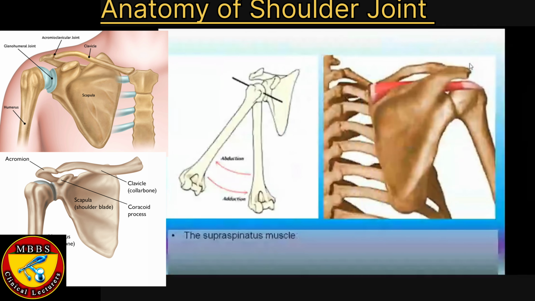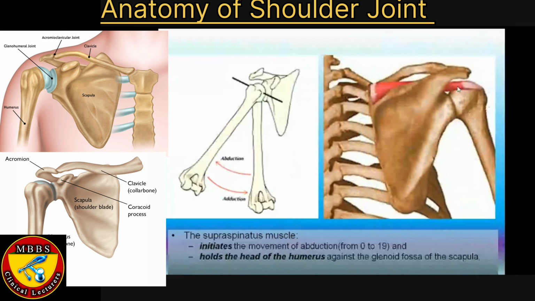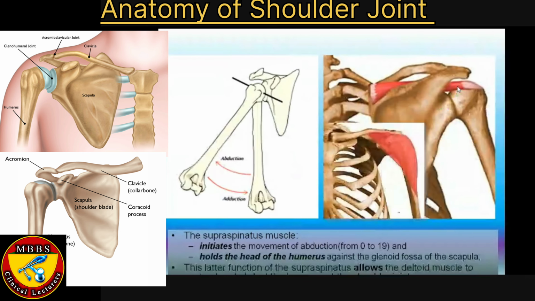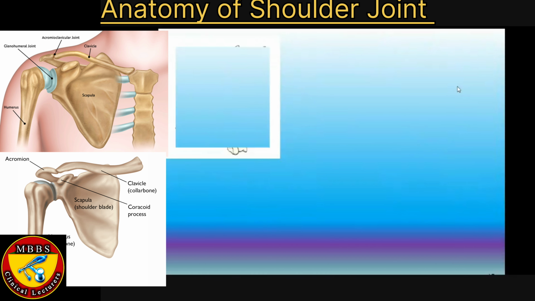So the first one, the supraspinatus muscle, initiates the movement of abduction from 0 to 19 degrees, and it also holds the head of the humerus against the glenoid fossa of the scapula. This holding of the head of the humerus allows the deltoid muscle to contract and abduct the humerus at the shoulder joint.